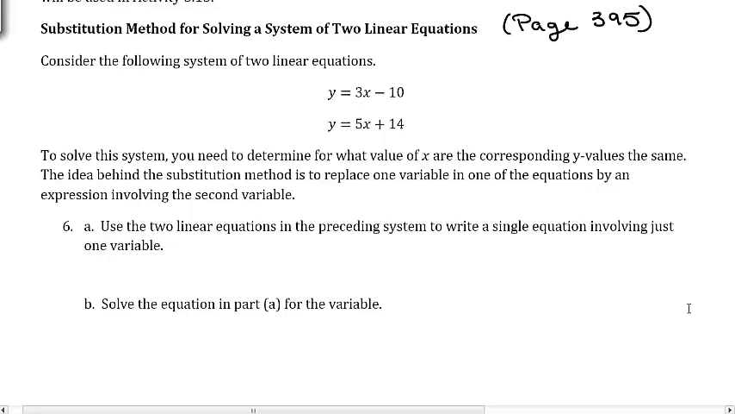This lecture video is going to finish up section 3.12 that we started in class on Tuesday, where we're solving systems of linear equations. Remember, this is a system of two equations that are both lines, and we're looking for the place where these two lines intersect. So we're looking for a point that lies on both lines, that's a solution for both lines. We're going to look at this system: y equals 3x minus 10 and y equals 5x plus 14.